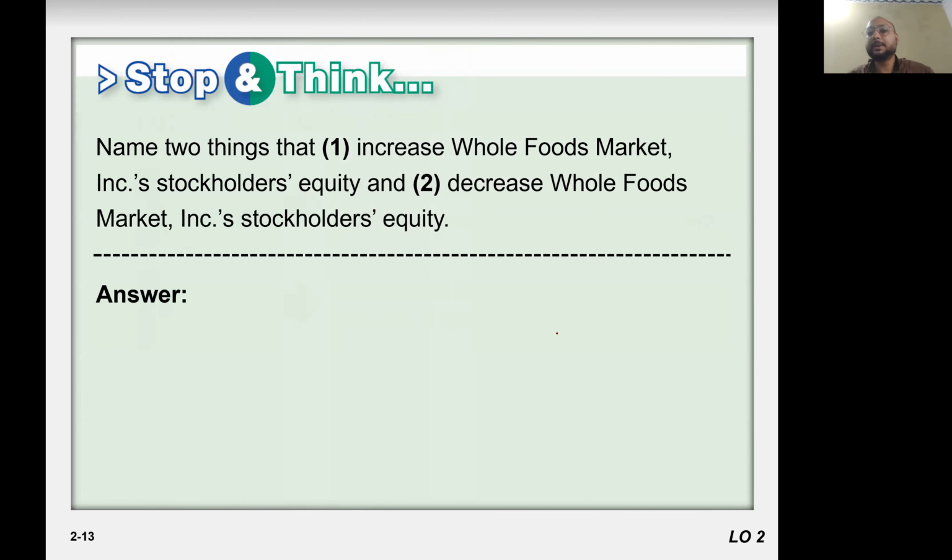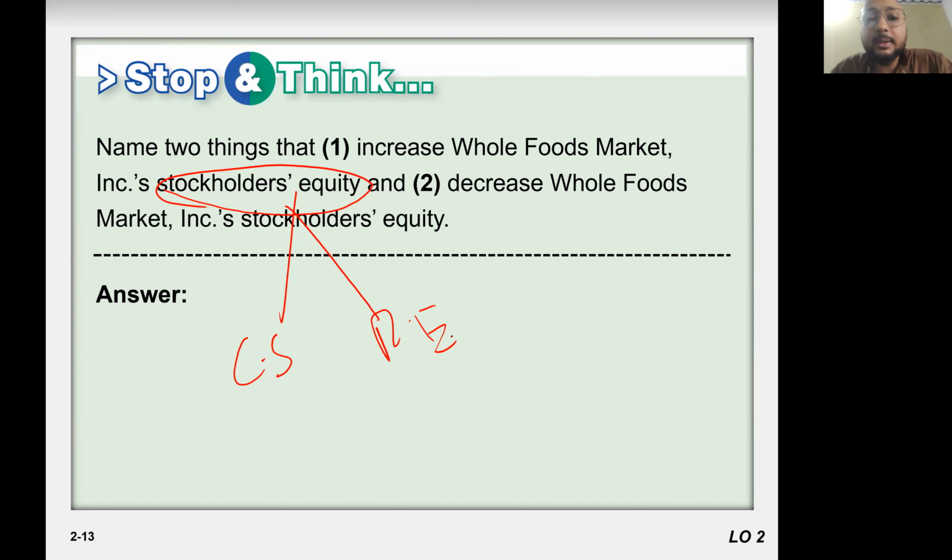So we have all the accounts here. Remember, if we do this example here, we need to think appropriately about the accounts that we are going to use to record the transaction. So name two things that increase Whole Foods Market stockholder equity. So what is stockholder equity? Common stock and retained earning, right? We talked about that. So name two things that increase the stockholder equity.